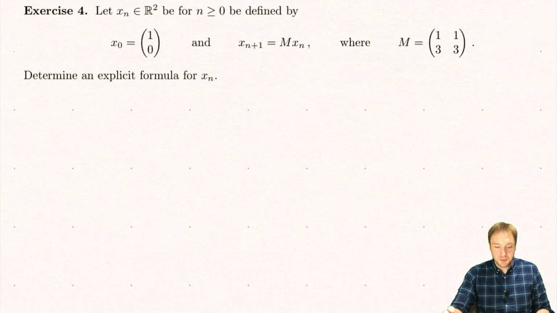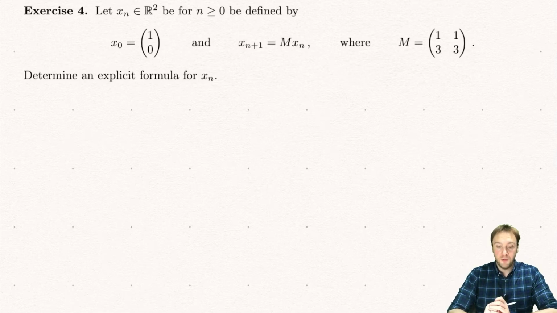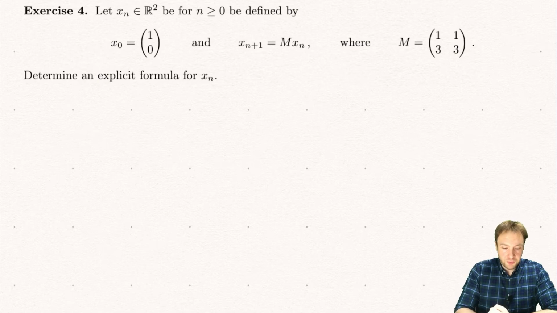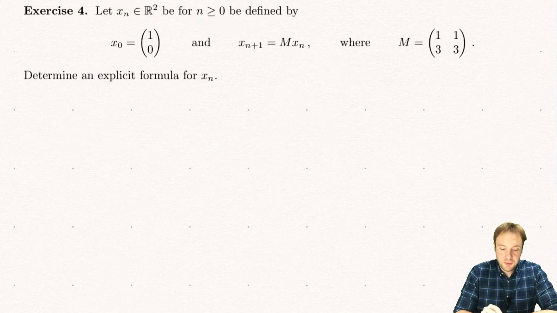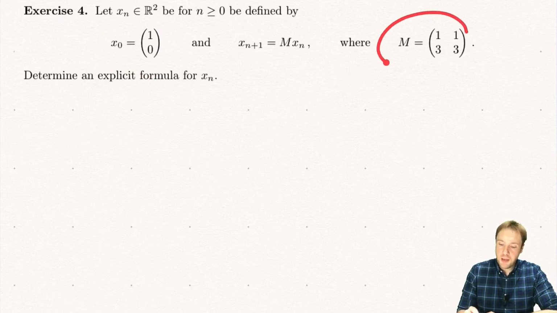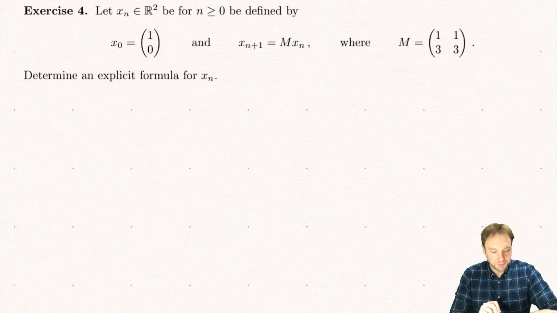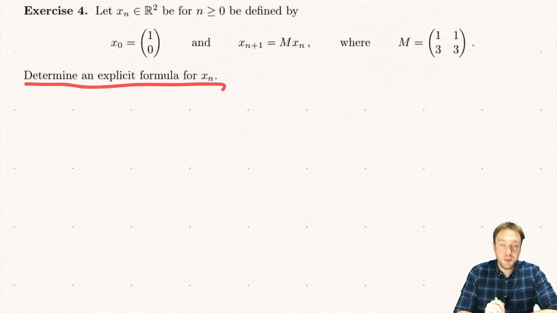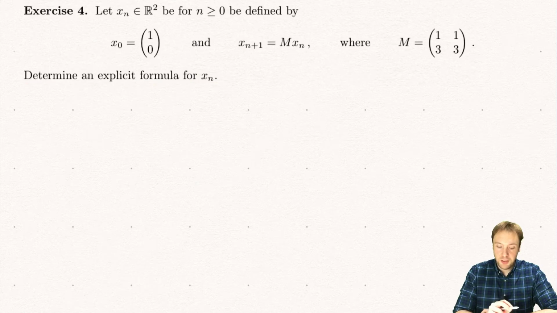Exercise number 4. So in this exercise, we want to solve a discrete linear system. So we define the vector xn for all n greater or equal to 0 as follows. We say x0 as this vector 1, 0. And then xn plus 1 is always m times xn, where m is this 2x2 matrix here. And the goal is to determine an explicit formula for xn.